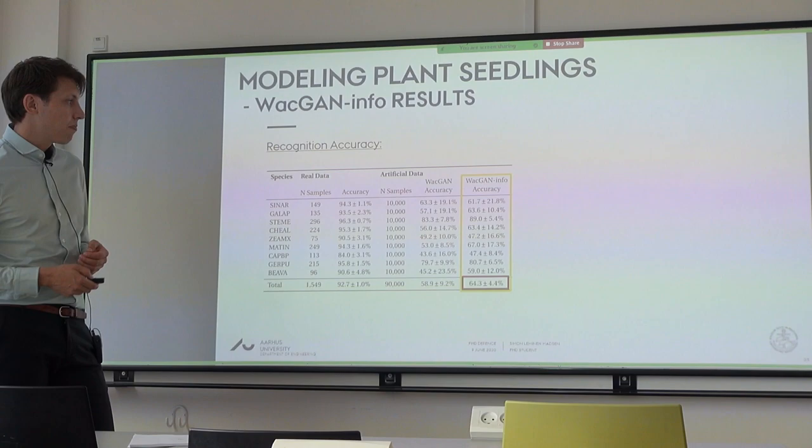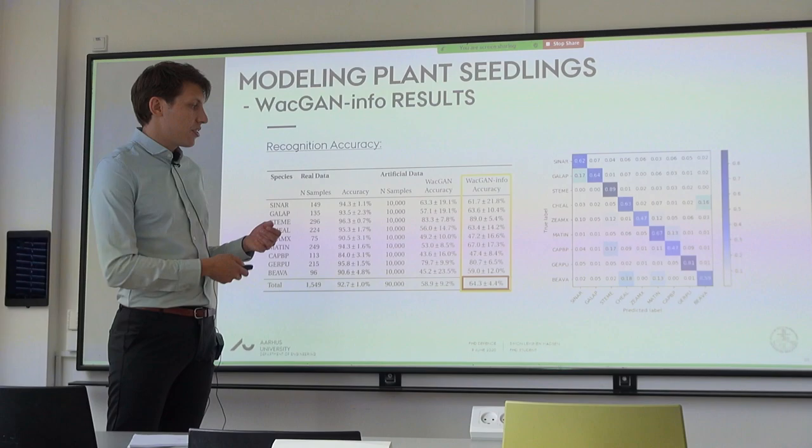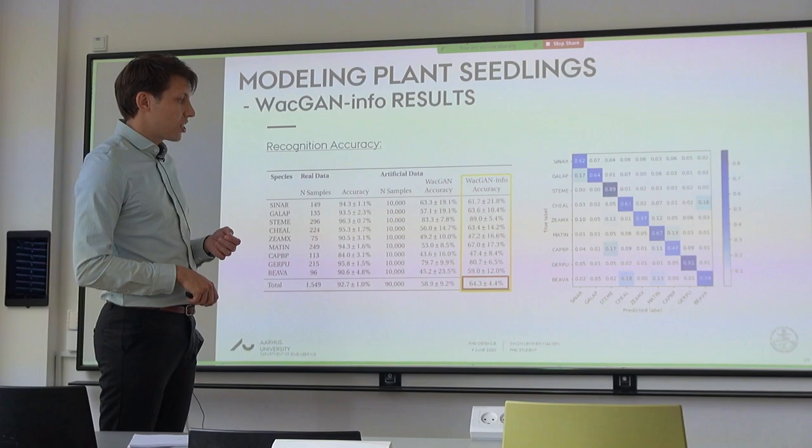Again, we can plot the result in a confusion matrix, and it generally shows the same trend as previously, where we had Seattle and Beaver getting misclassified. And again, it seems we have an overfit towards STEMI, among other things.